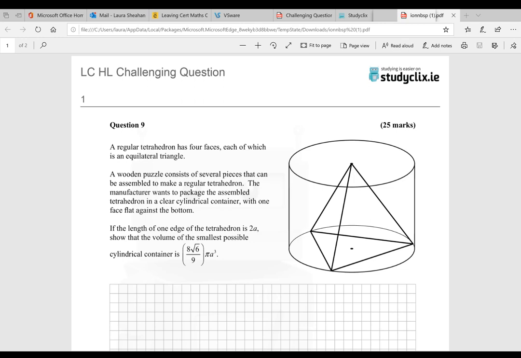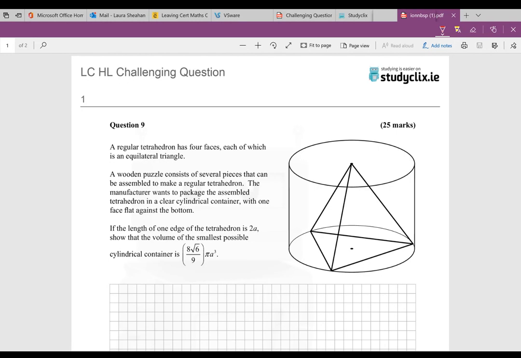Okay, so this was a particularly challenging kind of area and volume / geometry question. What you have here is a regular tetrahedron, which has 4 faces. If it's regular, for starters, you know that all of its sides are the same, each of which is an equilateral triangle.